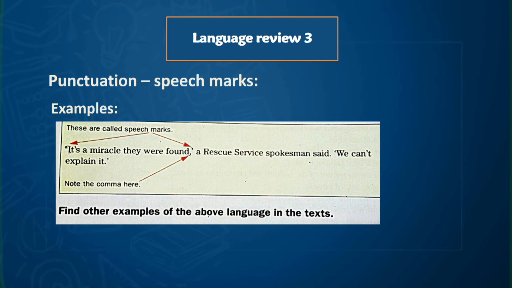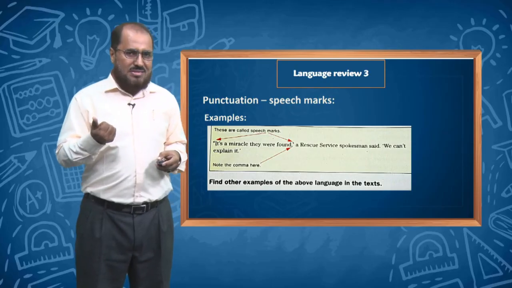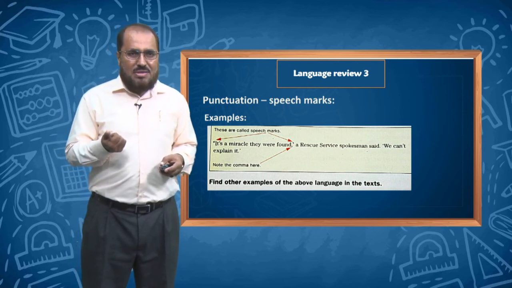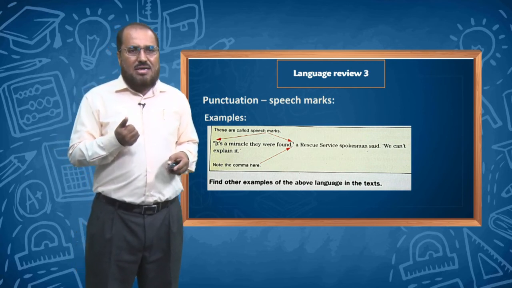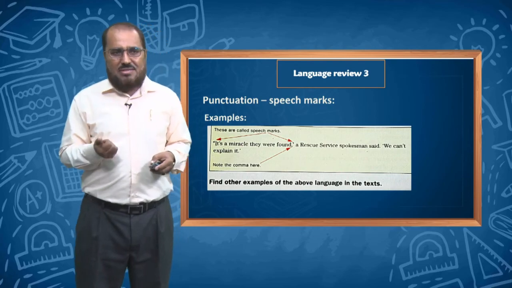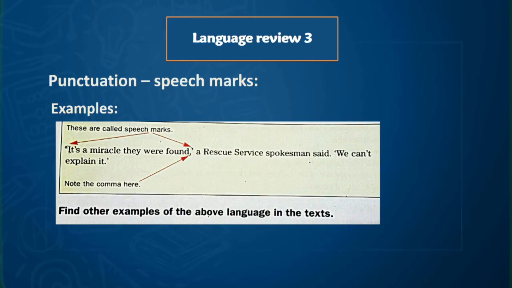"It's a miracle they were found." This is not said by the writer. It is said by whom? By a rescue serviceman. A rescue spokesman said it, not the writer, but the writer quotes what the rescue man said and puts it between two inverted commas, the speech marks. What he said: it is a miracle they were found.